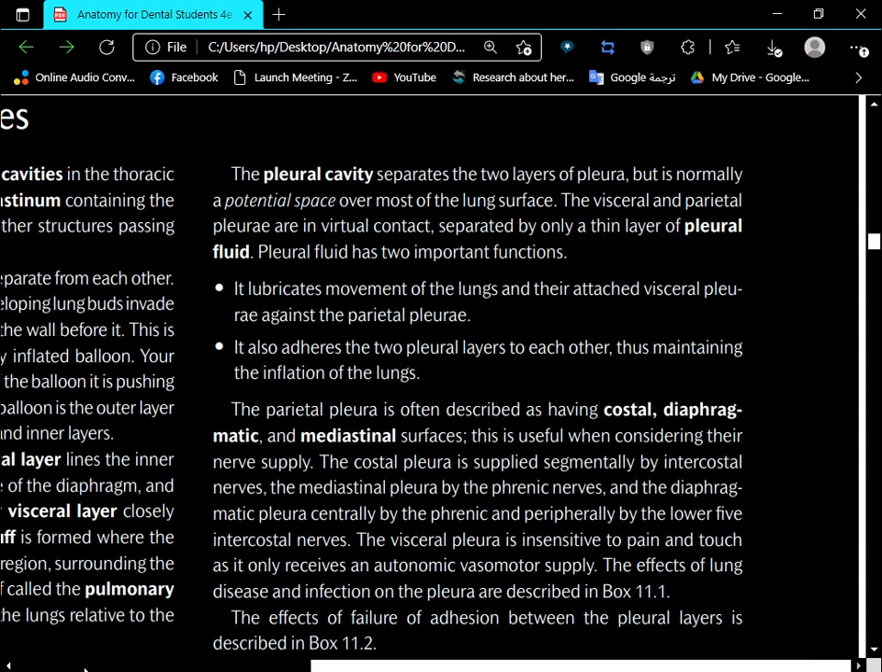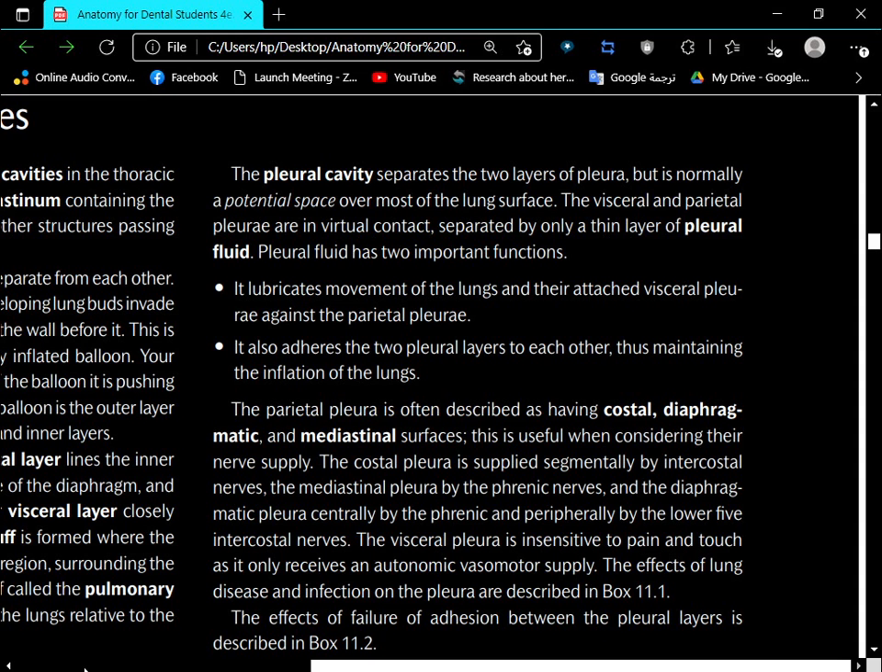Pleural fluid has two important functions. It lubricates movement of the lungs and their attached visceral pleurae against the parietal pleurae. It also adheres the two pleural layers to each other, thus maintaining the inflation of the lungs.